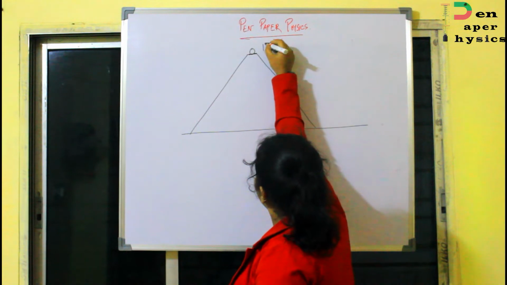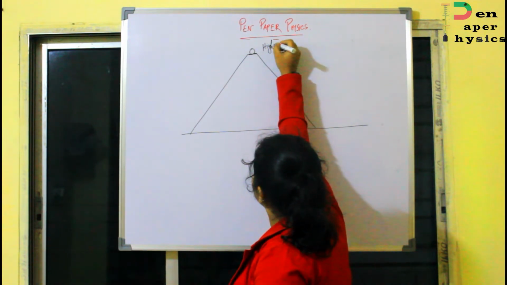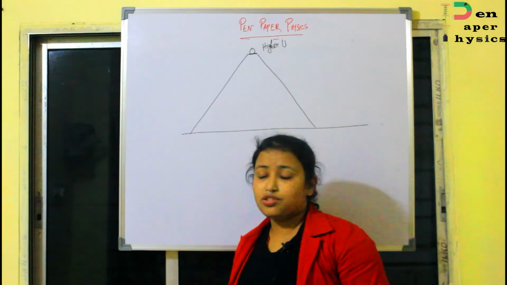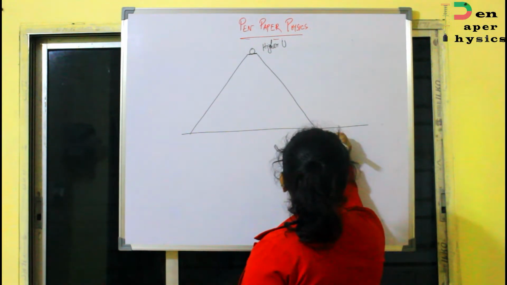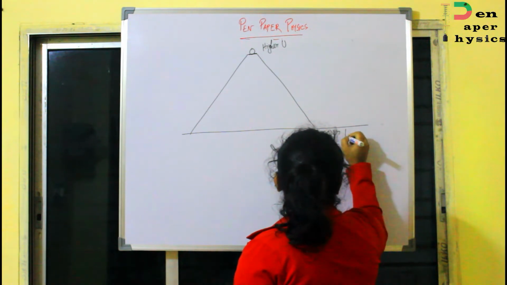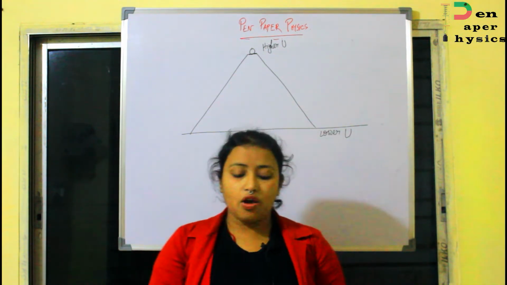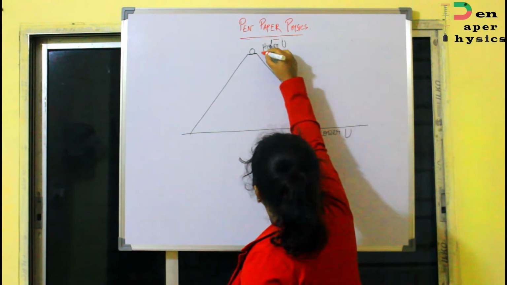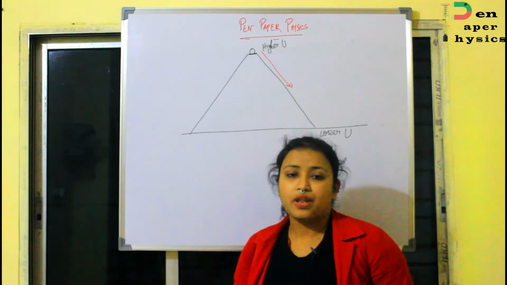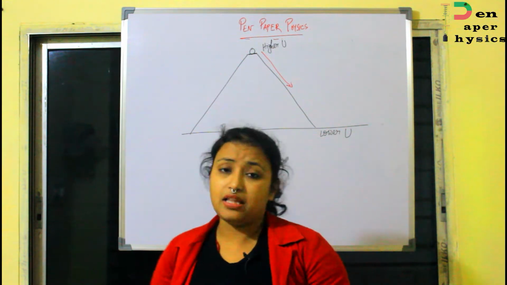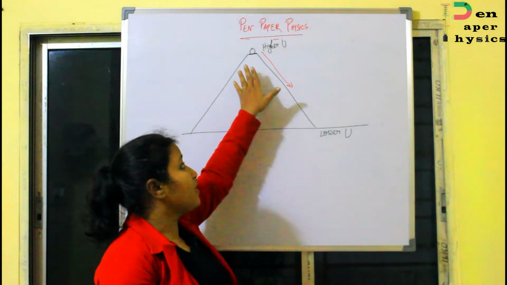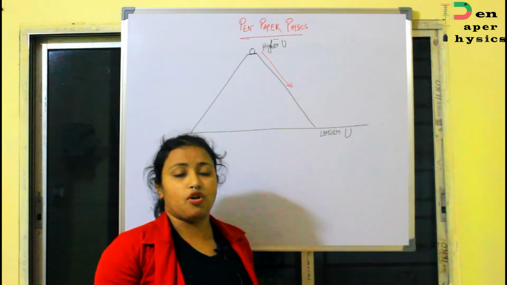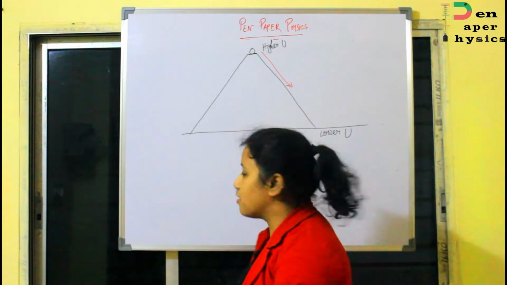This region is called the higher potential region, so I will write higher U. As you know, U is the symbol for potential energy. And this region is called lower potential energy, or lower U. Now I want the ball to come down from here to here through this path. We need to understand one thing: we don't need to give any force to the ball to fall down from there. It will automatically come down because of the difference in potential energy.